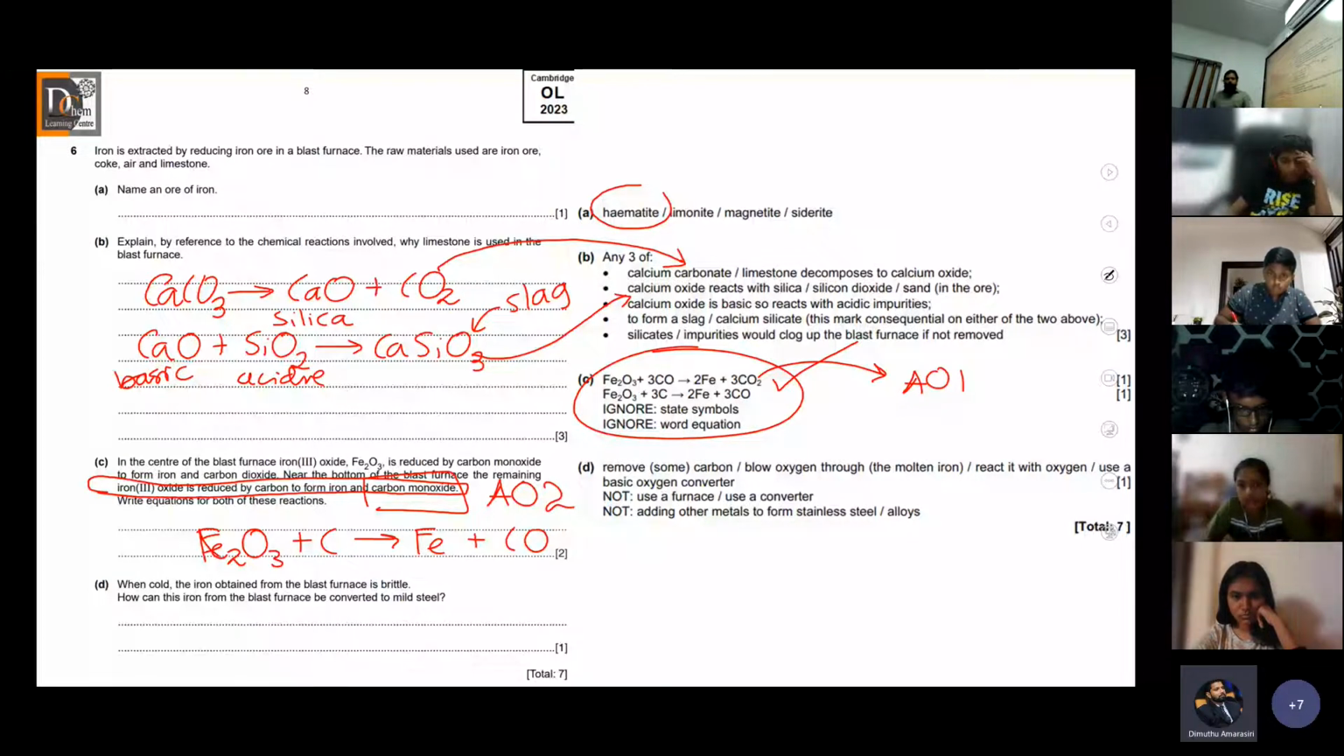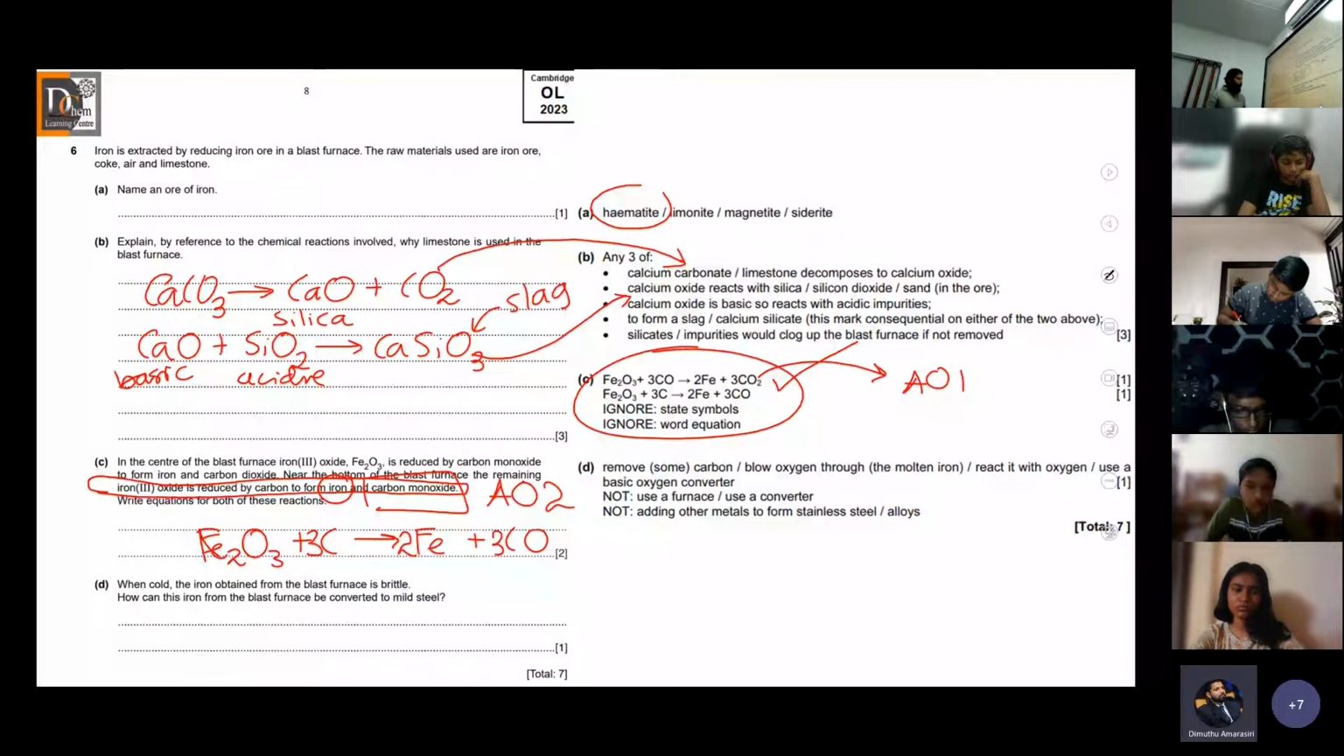So it's AO2. To answer AO2, you have to check the information. Iron 3 oxide, carbon, iron, carbon monoxide. They have told everything. Remember, no word equations accepted, state symbols accepted, no unbalanced equations are accepted. The equations must be balanced. You are in Cambridge O level, not in grade 7 or 8.